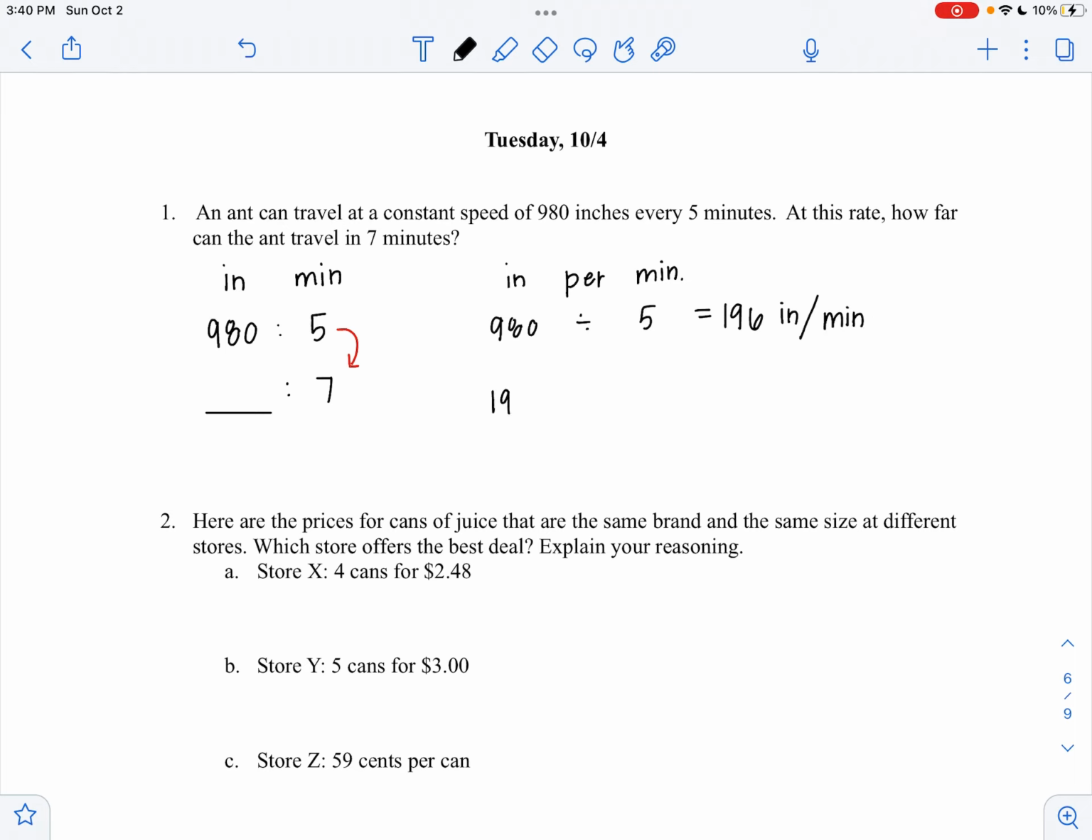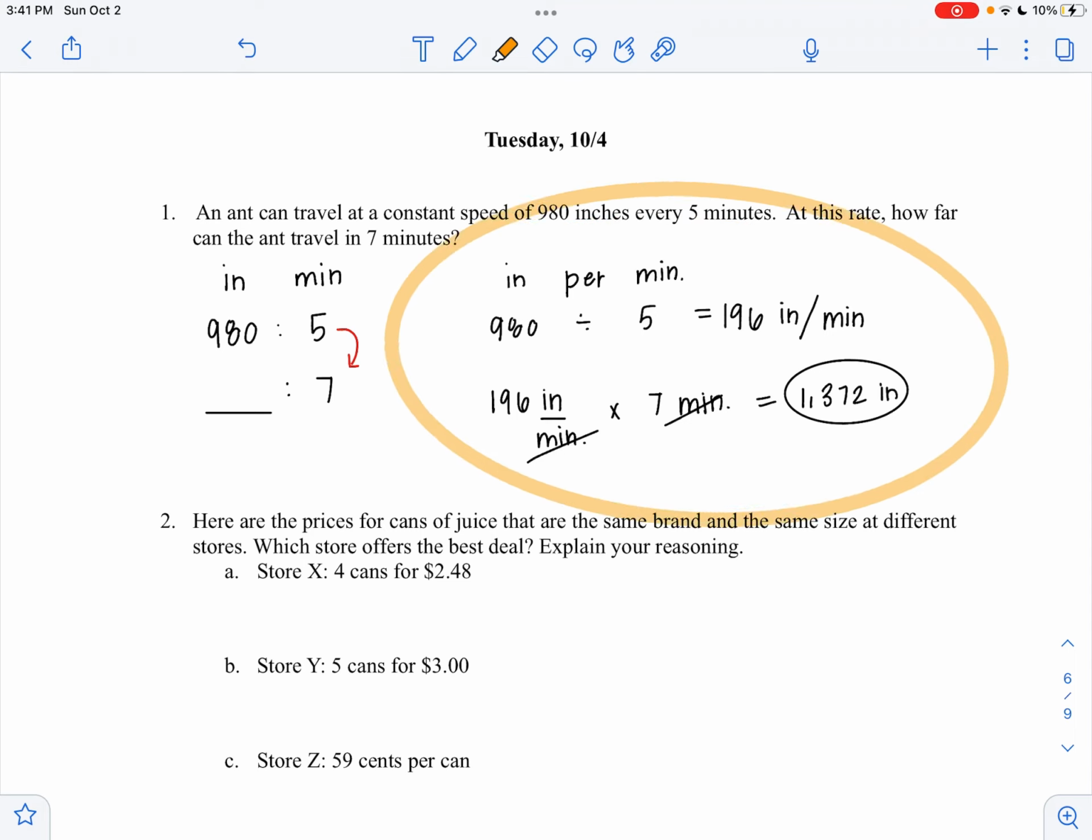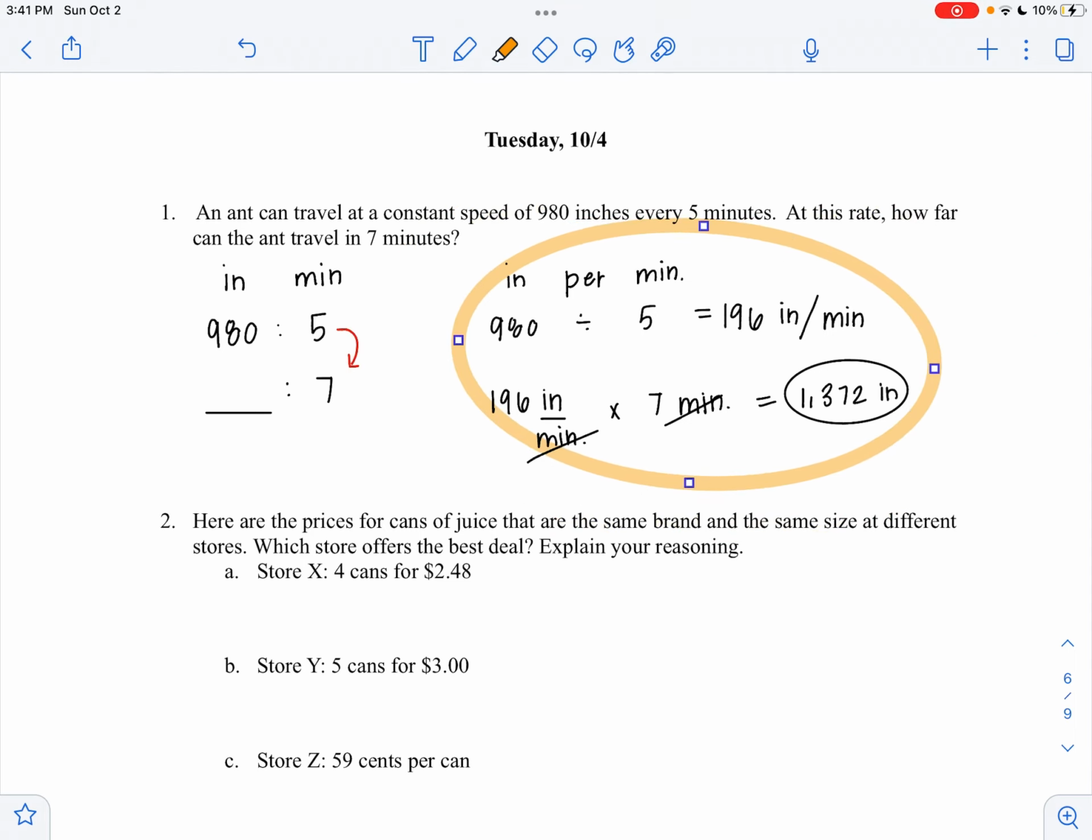Once I know that the ant can travel 196 inches per minute, I can easily calculate how far the ant travels in 7 minutes simply by multiplying. Notice that minutes, the unit, cancels out, and I'm left with 1,372 inches. It's important that when I see your work on a quiz or homework assignment, I see all the steps that are here on the screen, so I know how you found the unit rate and how you use the unit rate to find the final distance.